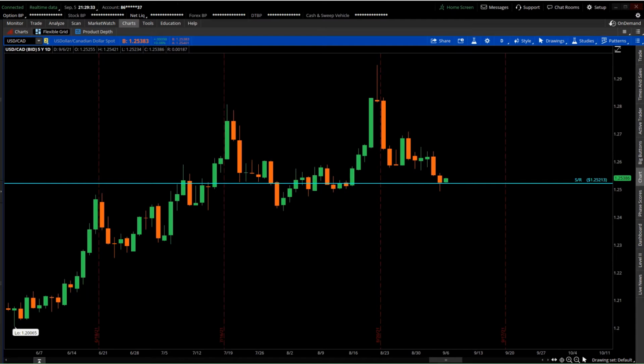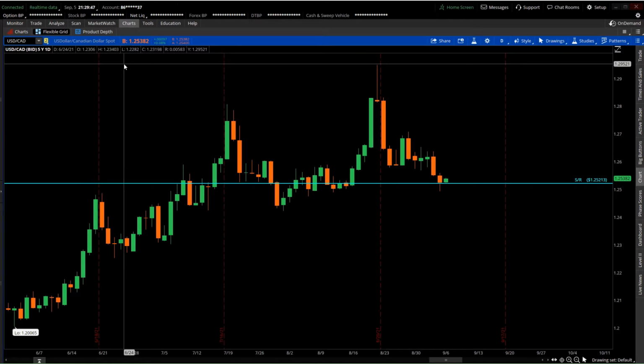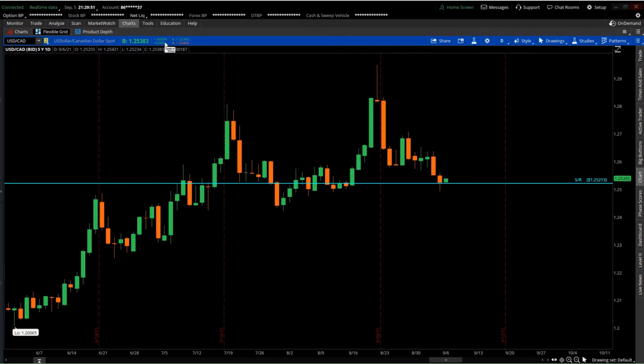Today is September 5th and it's currently 9:29 p.m. Eastern Time. This is a daily chart for the US dollar Canadian dollar pairing, foreign exchange. It's currently trading right now at $1.25 and it's up by a few hundred thousandths of a penny.